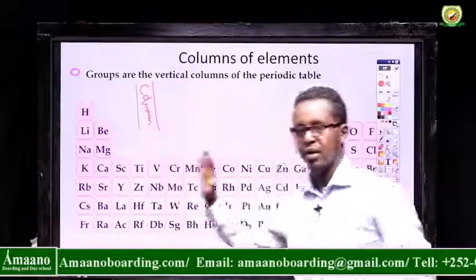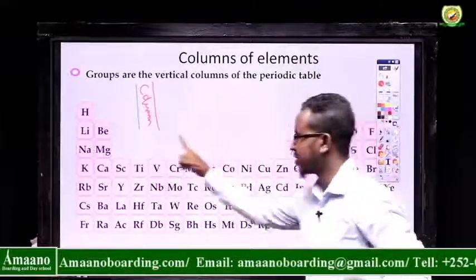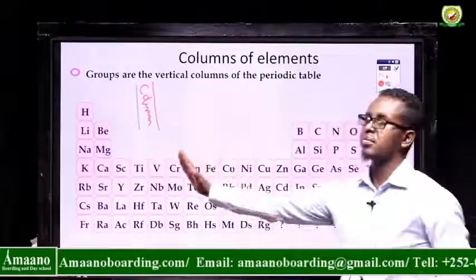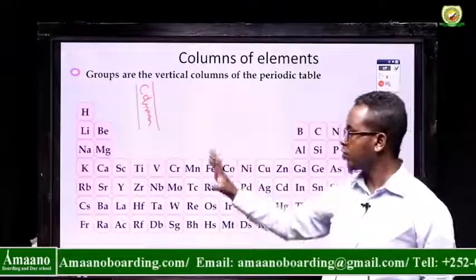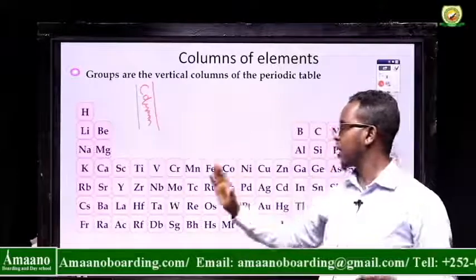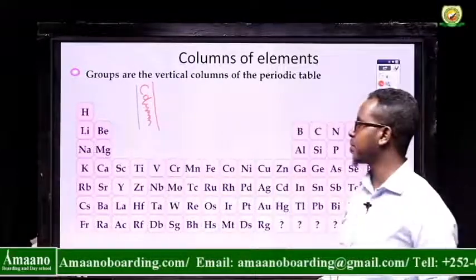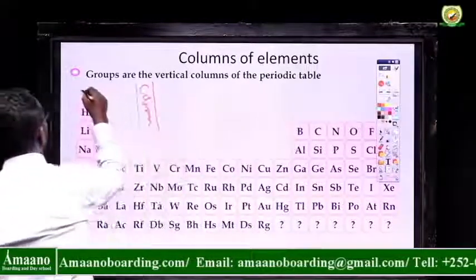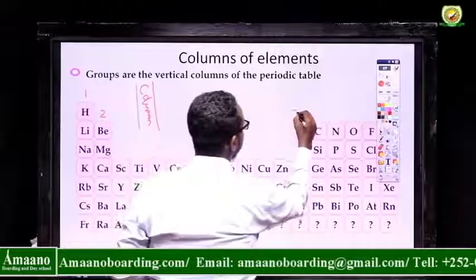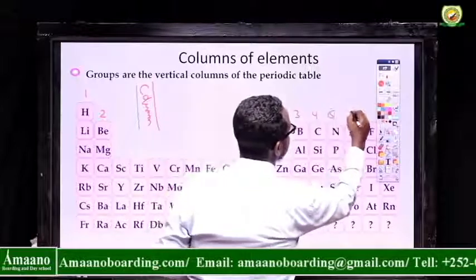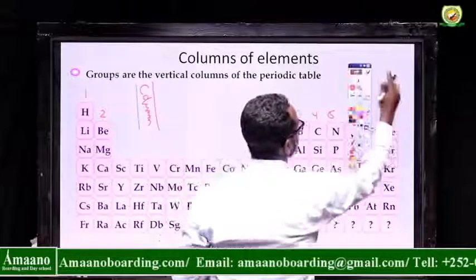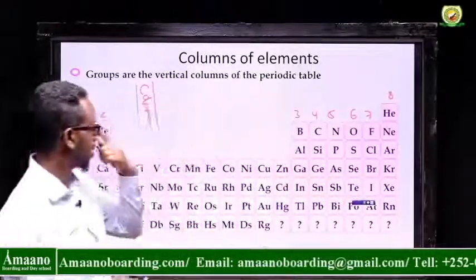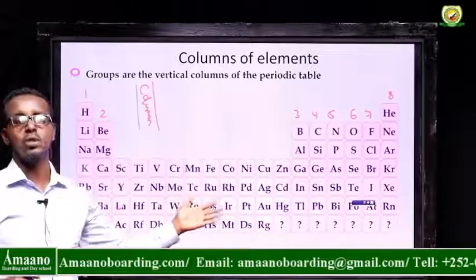But at secondary level, we are not going to do transition metals, so ignore them. Transition metals are 10 groups or 10 columns. When you subtract 10 from 18, the remaining part is 8 groups. This is group 1, group 2, then 3, 4, 5, 6, 7, and here you have 8. So our modern periodic table contains 8 groups, meaning 8 columns.